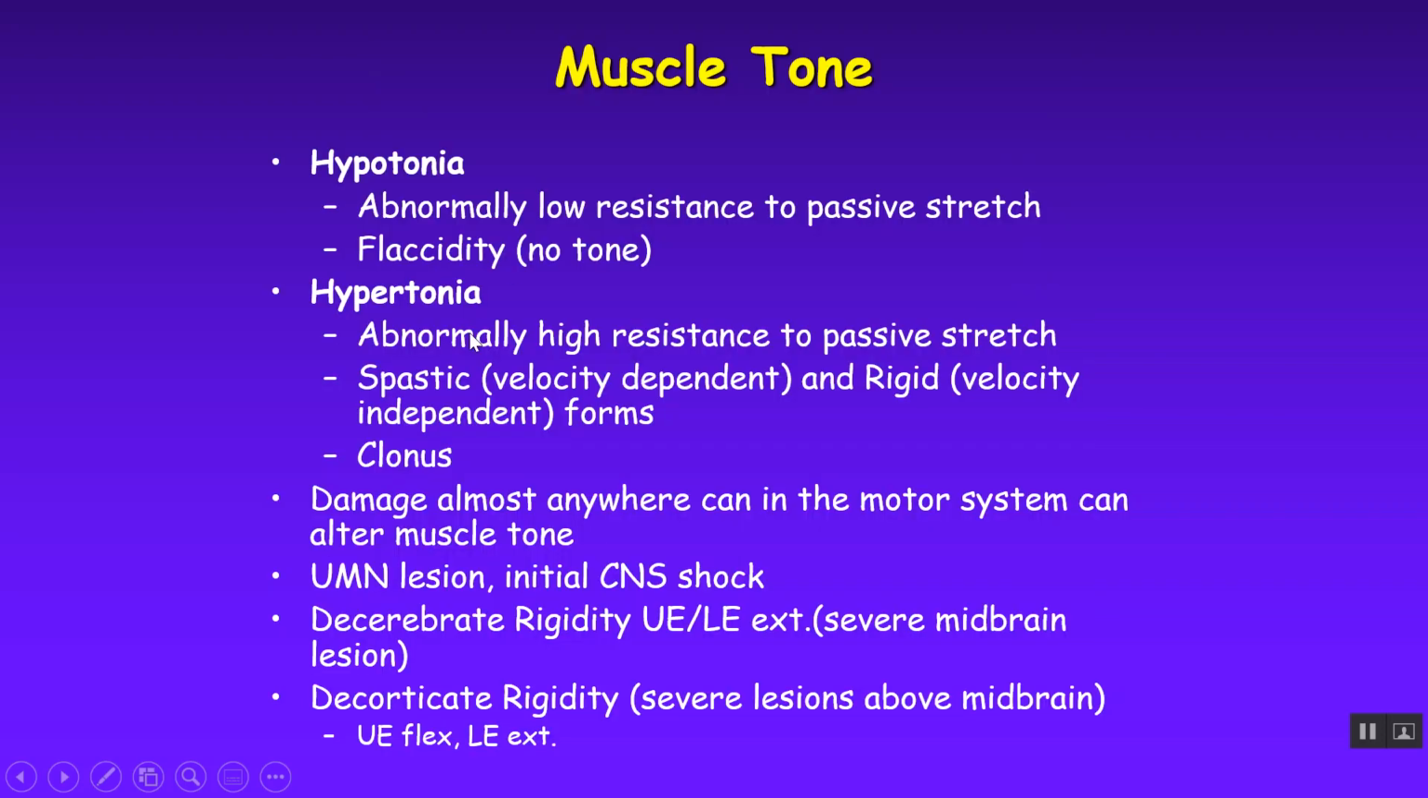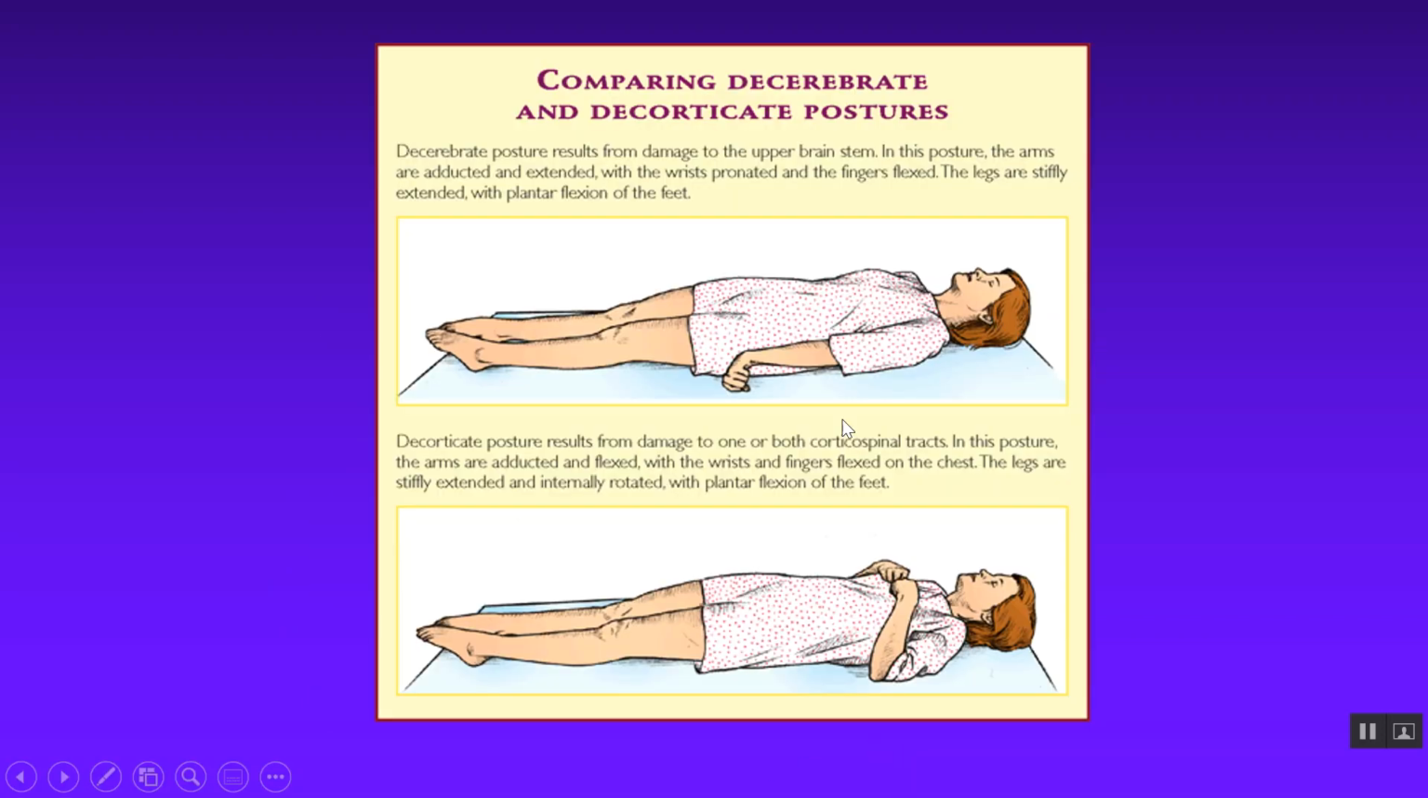I remember decerebrate is extension for both limbs because it's got more E's in it. E. Extension, extension, extension. So that's how I remember it. Then I just know that decorticate has to be flexion of the upper body and extension of the lower body. So here are the different presentations. The first one is the decerebrate, and then the decorticate posturing there.